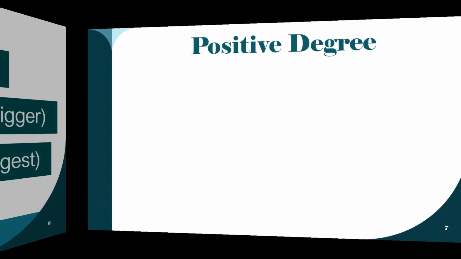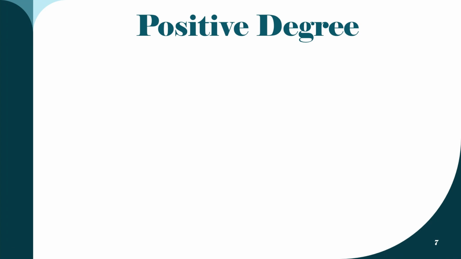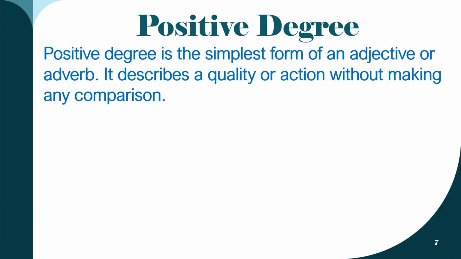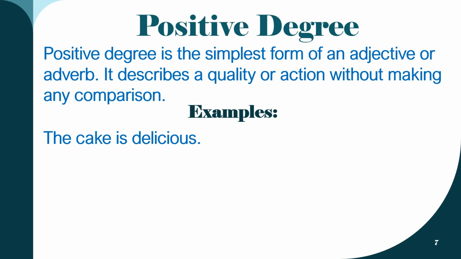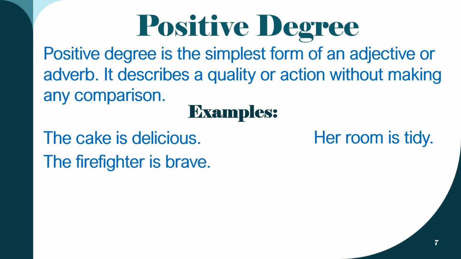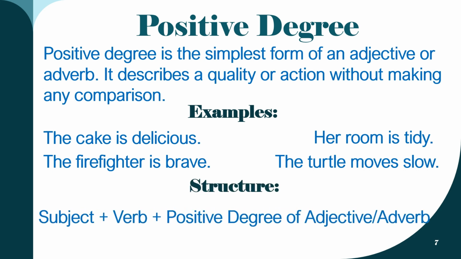So let's know what positive degree is. Positive degree is the simplest form of an adjective or adverb. It describes a quality or action without making any comparison. Some of the examples of the positive degree are: the cake is delicious, her room is tidy, the firefighter is brave, the turtle moves slow. And you clearly see that the structure of positive degree is very simple. Subject plus verb plus positive degree of adjective or adverb.